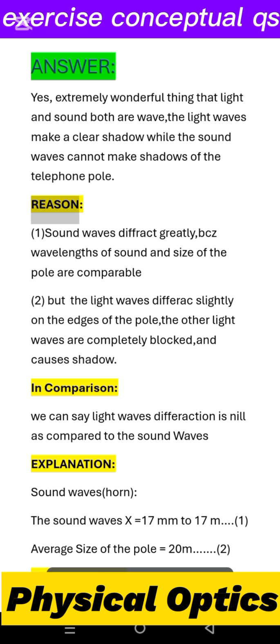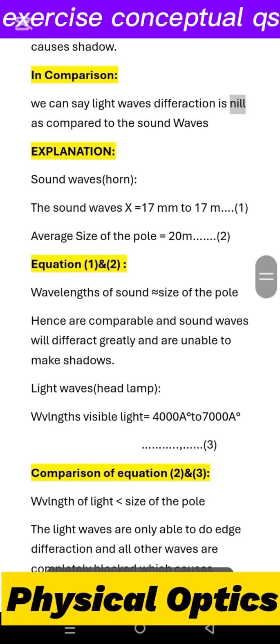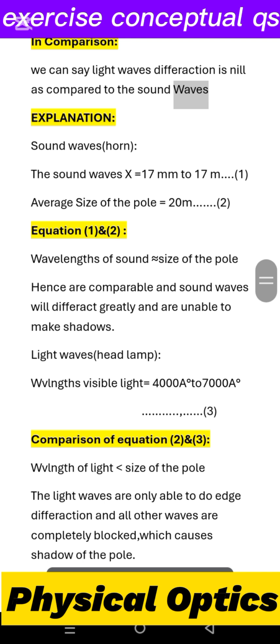Reason: 1. Sound waves diffract greatly because the wavelengths of sound and the size of the pole are comparable. 2. But the light waves diffract slightly on the edges of the pole. The other light waves are completely blocked and cause a shadow. In comparison, we can say light wave diffraction is nil as compared to sound waves.